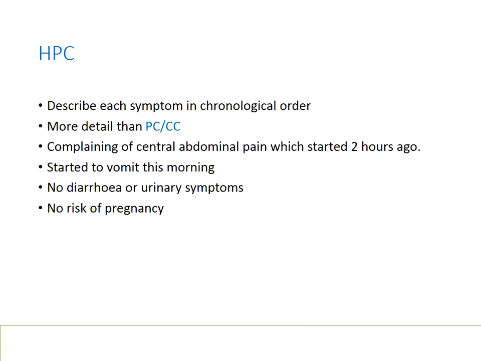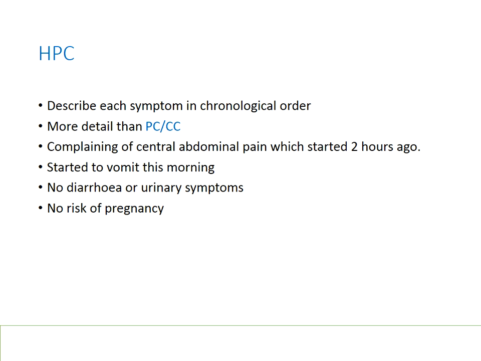The history of presenting complaint gives us much more detail we can go into, and we can use various tools and things to elicit more information about this. So we describe each symptom as it appears in chronological order. If they've only got one symptom, that's great. If they've started off with a bit of shortness of breath and then developed into chest pain, we can do them in order. It's much more detailed than our presenting complaint and really elicits the little details that we need.